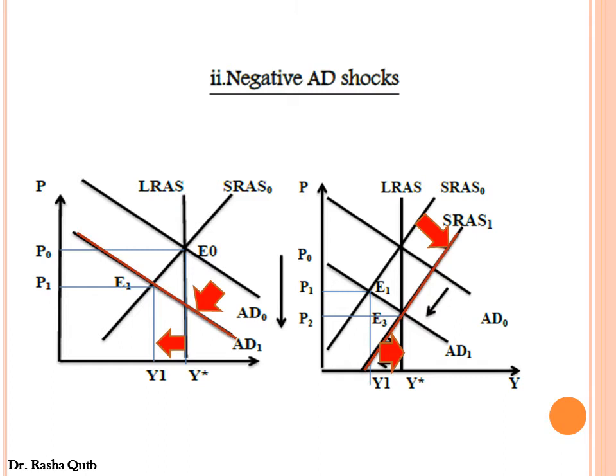So the negative aggregate demand shock has two effects. In the short run, I have a temporary reduction in the level of output, okay? And this temporary reduction is what we call the recessionary gap. But in the long run, we have no effect on the level of output. There is no effect on the level of national income, while there is a reduction in the price level.